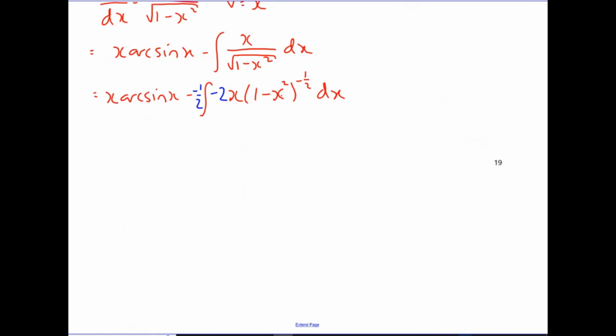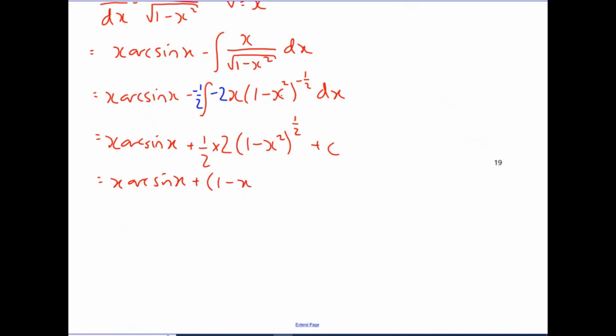This integral now, the minus 2x I could ignore because it came up because of the chain rule. All I've got to do is add 1 to the power and divide by the new power, so divided by a half, so it's times by 2. I've got the minus half out the front, which turns into plus a half. So we get x arcsin x plus, your half times 2 obviously cancels out, so we get root of 1 minus x squared, that is, 1 minus x squared to the half.